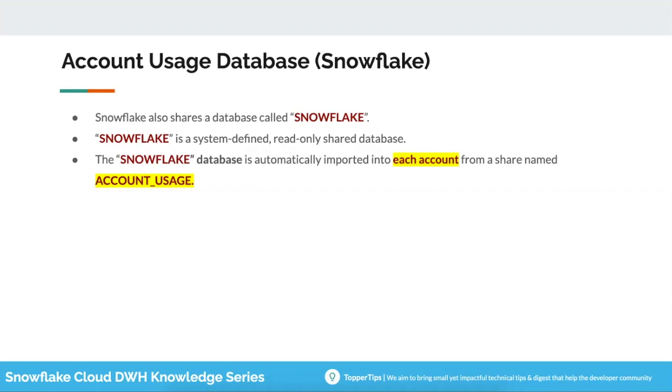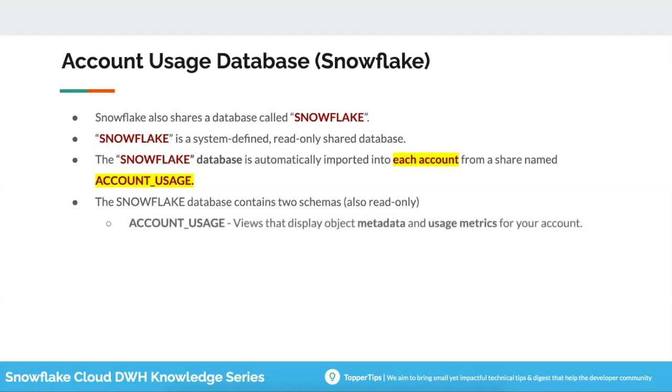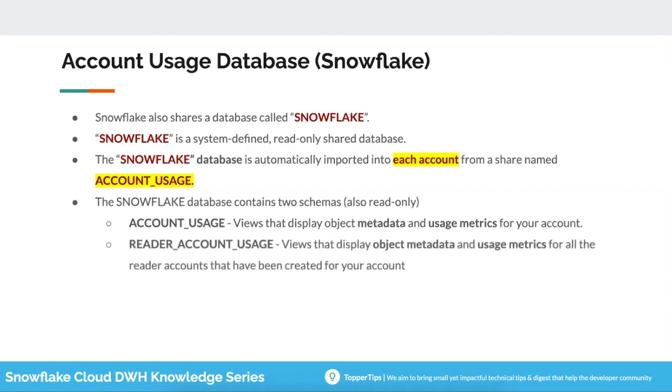So it is at the account level and is not created for each of your databases. The Snowflake database contains two schemas, and they are also read-only. The first is account usage, with views that display object metadata and usage metrics for your account. The second is reader account usage, with views that display object metadata and usage metrics for all the reader accounts that have been created for your account. Along with that, as we know, information schema is part of every database, so it will automatically appear here. There is one more schema which was recently added, but I would not pay attention to that. You can refer to the documentation.